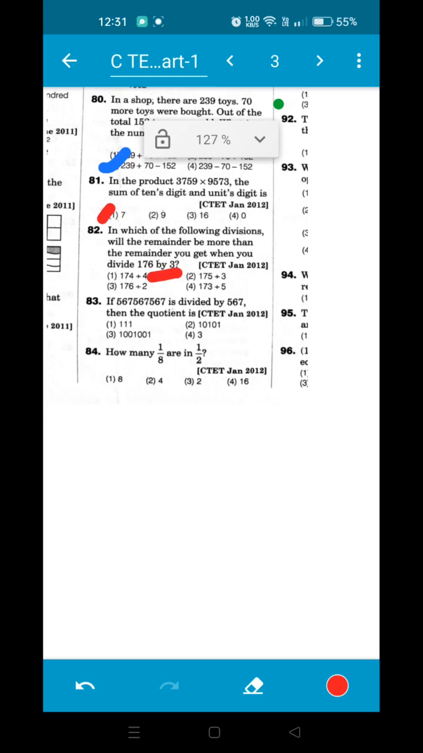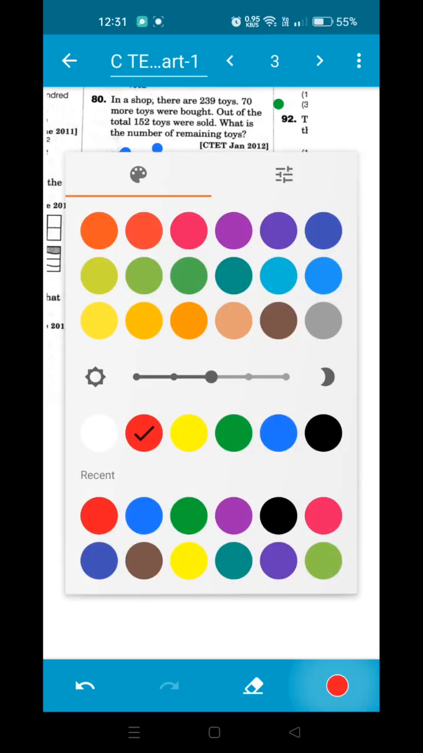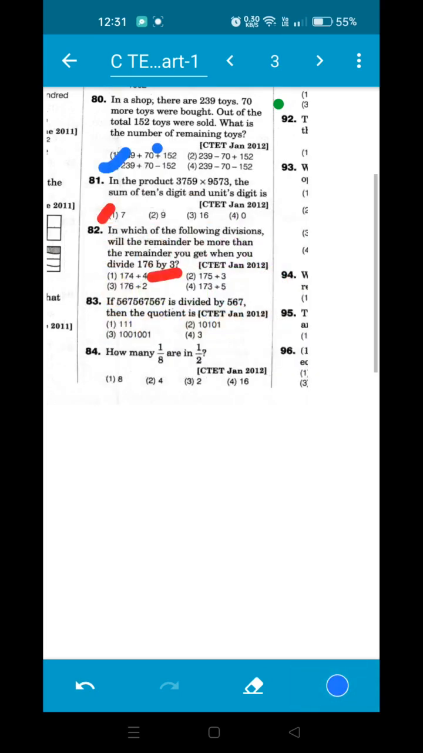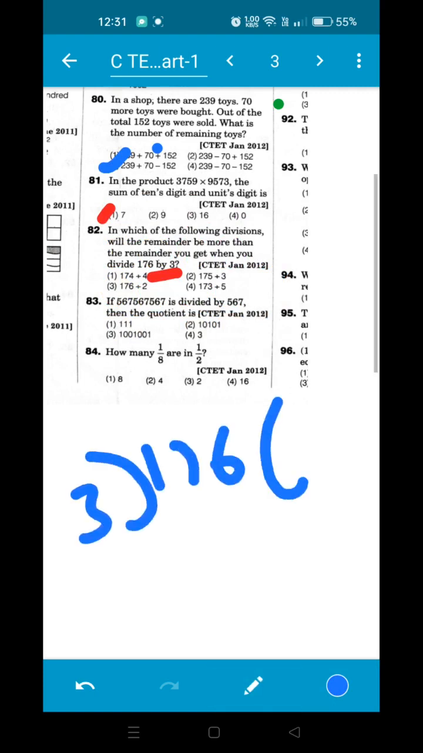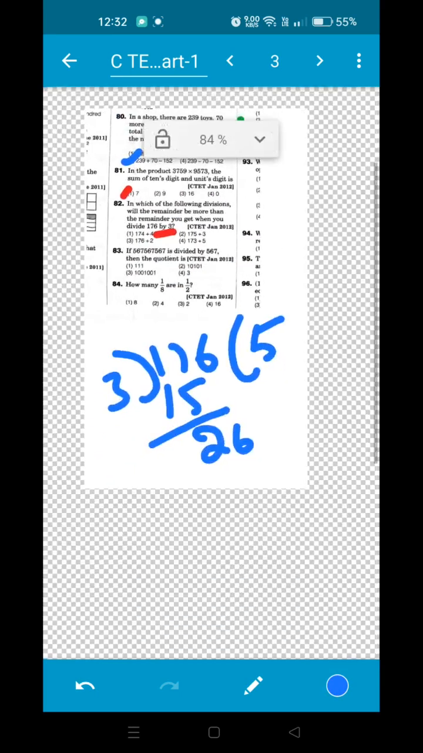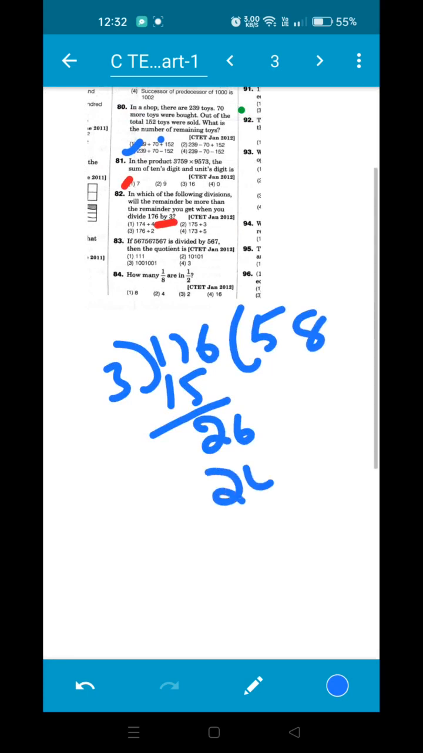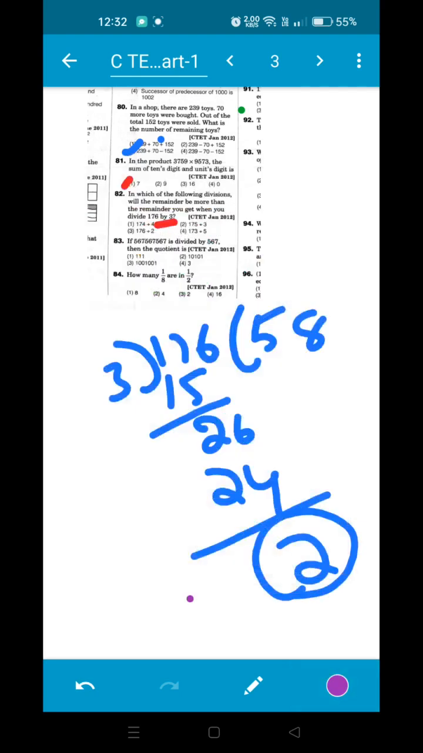Okay. So that remainder, what is the question? Will be the remainder more than the remainder. So 176 you have to divide by 3. More than that remainder, any option is there, you have to verify. So 176 you have to do the division. 3 5s are 15. So 26. 3 8s are 24. So remainder what we got? Here remainder we got 2.